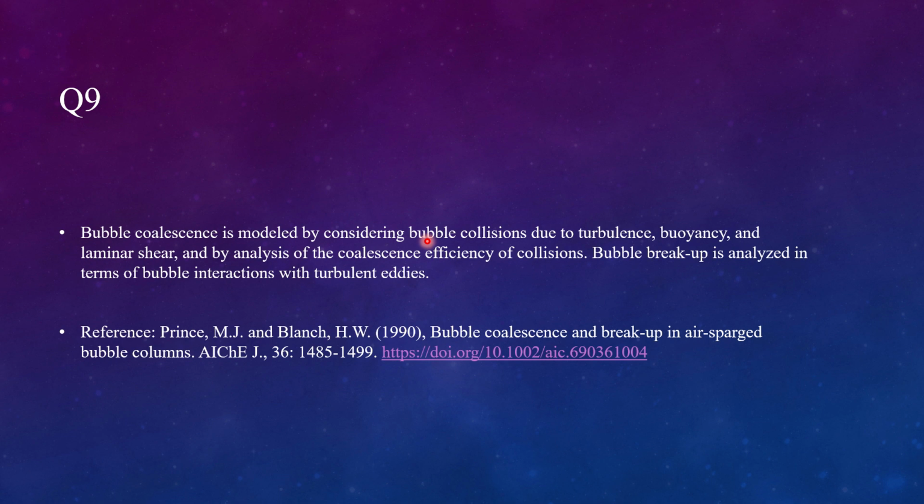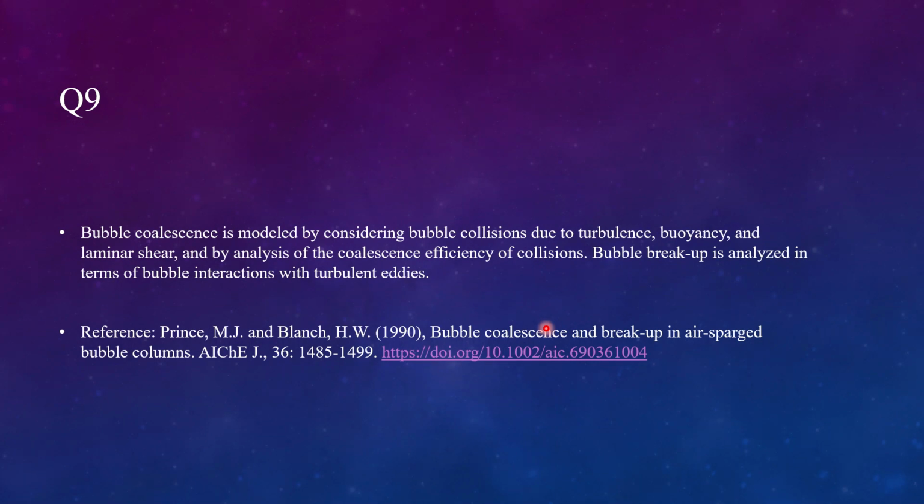These factors like turbulence, buoyancy, and laminar shear influence the movement of the bubbles, and thereby influence the bubble collisions. So all these factors influence the coalescence model. Bubble coalescence is modeled by considering bubble collisions due to turbulence, buoyancy, and laminar shear, and by analysis of the coalescence efficiency of collisions. Bubble breakup is analyzed in terms of bubble interactions with turbulent eddies. So this is from the Prince and Blanch 1990 paper. The reference is also given.